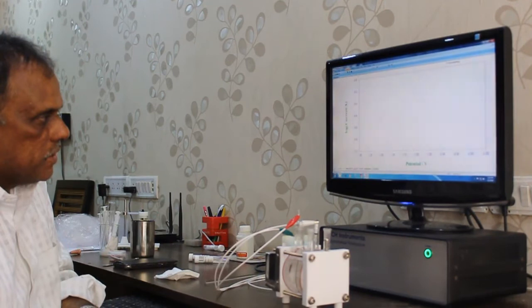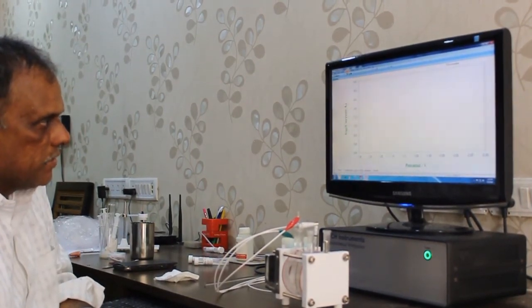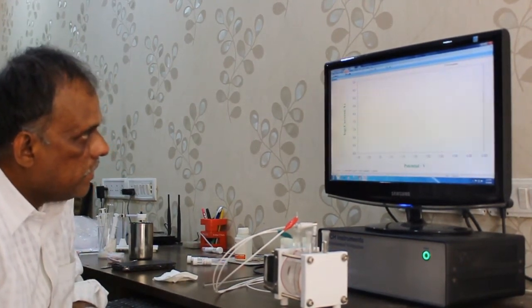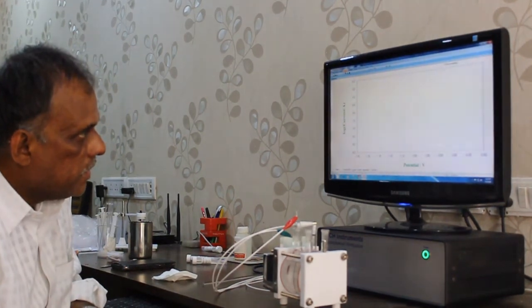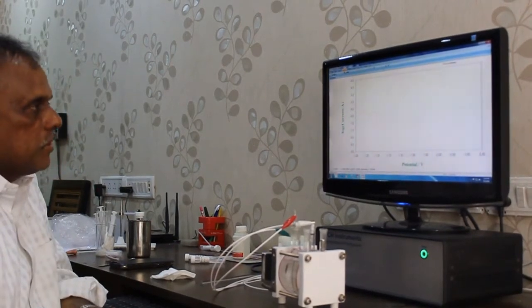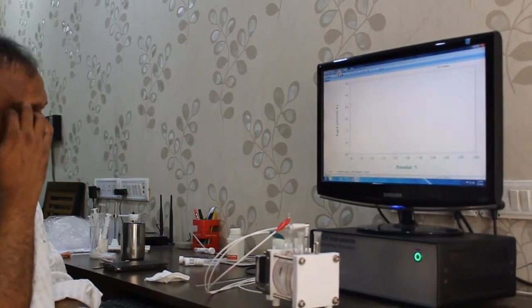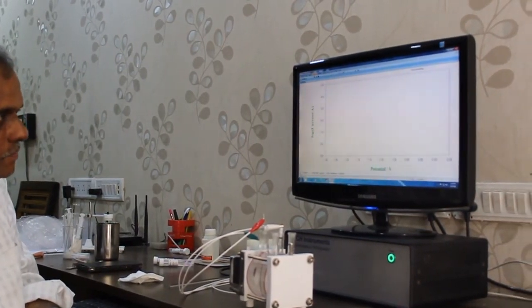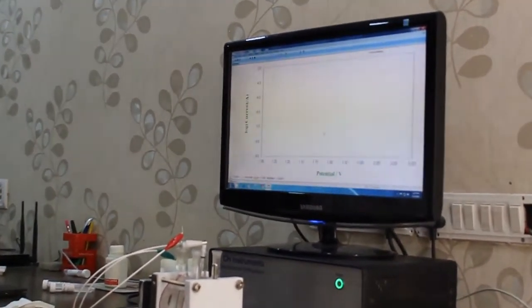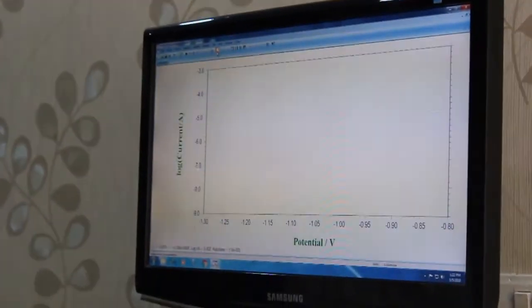Now let me see, I need to make a tangent. I'm not sure again if I can get the right tangent. With this experiment, my software will not automatically make a tangent. I have to make a tangent myself. I have to use manual keys. So this is my reduction potential, oxidation potentials, and this is the potential dynamic deactivation region.